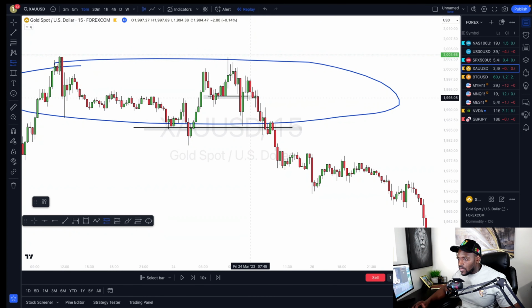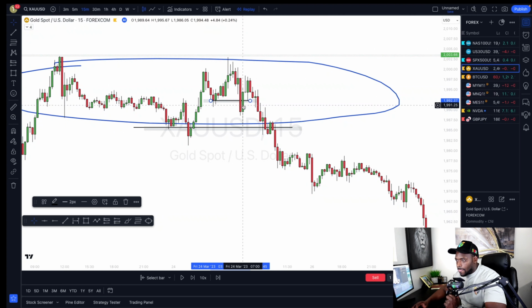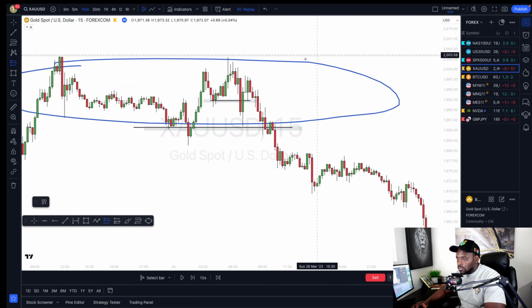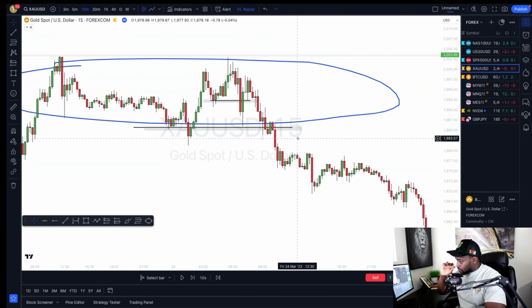But the same thing up here. We broke this zone, and then we came back into it. This is more like a fake out, if you will, but then we created lower highs and a lower low, and then you could have taken your entry anywhere around here. All right, very simple, very easy to see strategy.